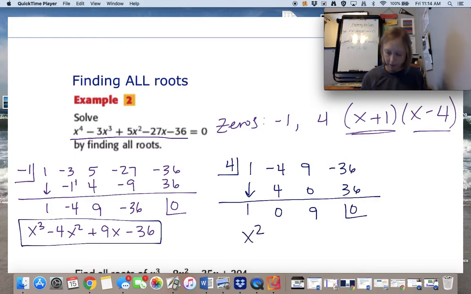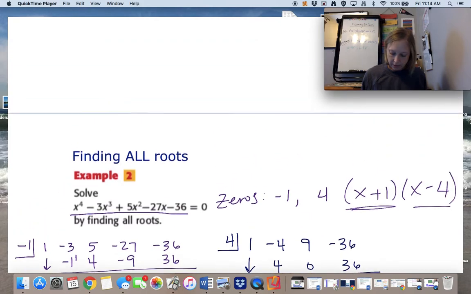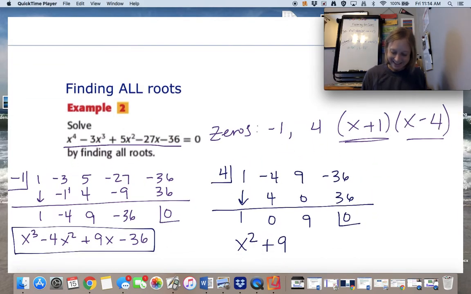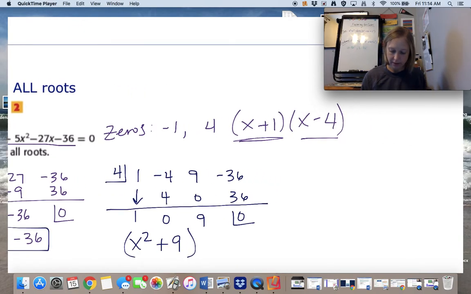What I have left is a quadratic, so it would be an x squared plus 0x, I don't have to write that, plus 9. So I can now add this binomial of x squared plus 9 next to my x plus 1, x minus 4, x squared plus 9. So now I've got my fully factored form. So this is my factored form, standard form to factored form.